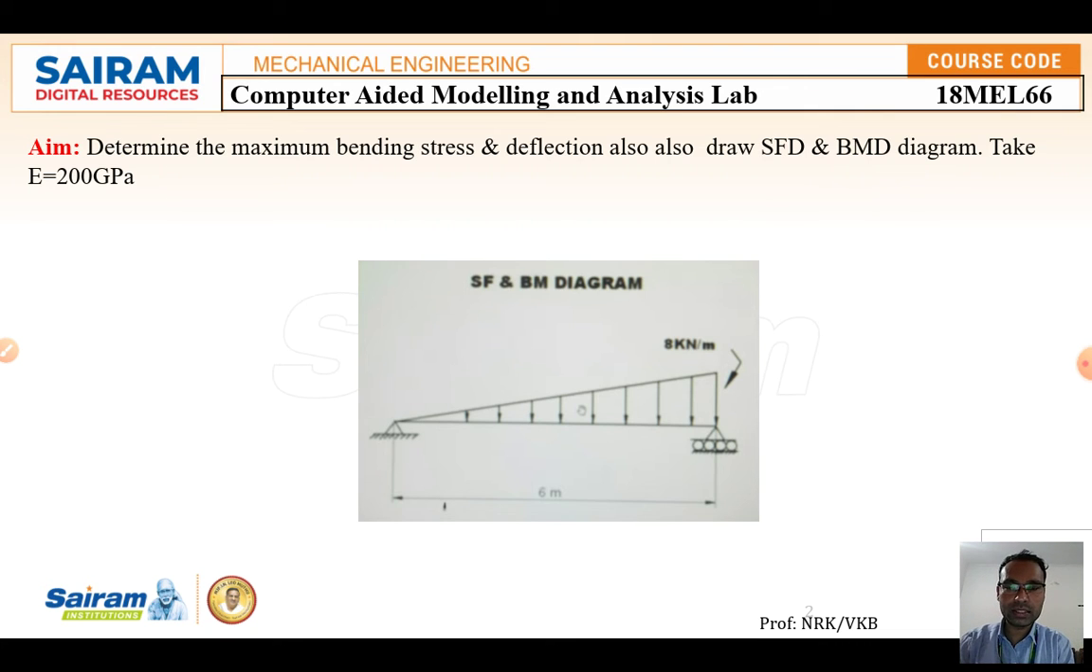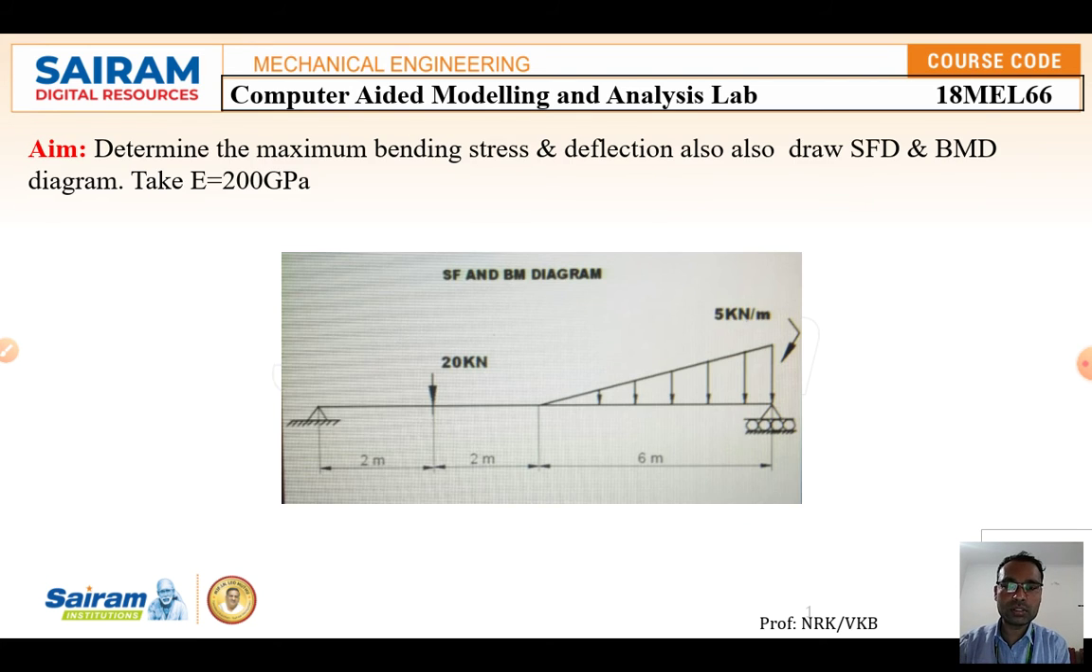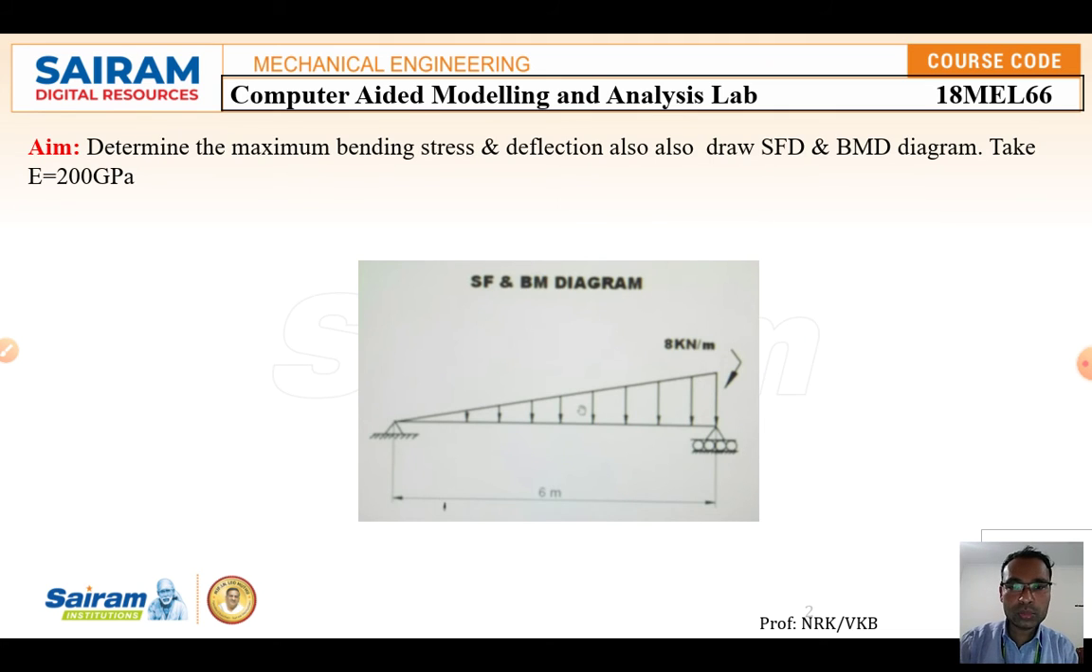Look at this, this is the second problem. Here one end is completely fixed and here a roller support is acting, so you have to unselect the x moment direction. The uniform varying load is 8 kilonewton per meter and the length is 6 meter. First practice this diagram, then go for solving this problem. If you have any doubt you can call me. You have to practice this problem in ANSYS software. This is like an assignment problem.